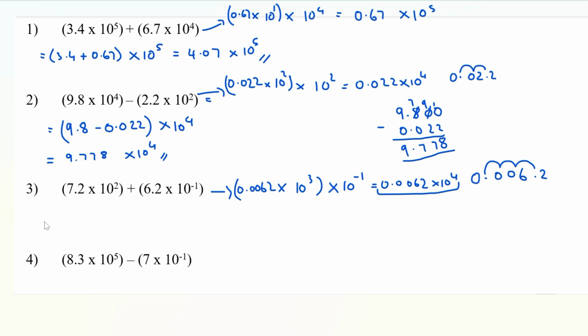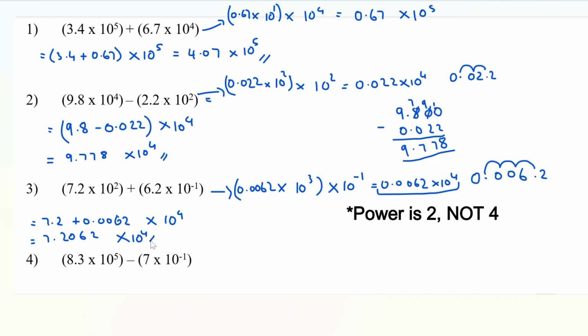So if we now go ahead and add the coefficients, 7.2 plus 0.0062 times 10 to the power of 4. We get 7.2062 multiplied by 10 to the power of 4. This is within 1 and 10, so this is our final answer.